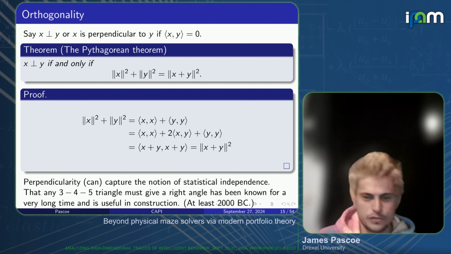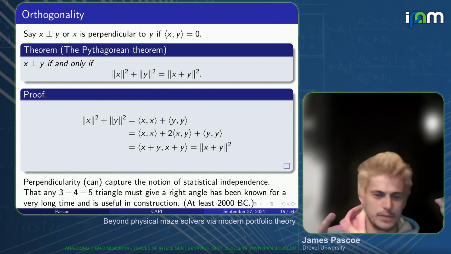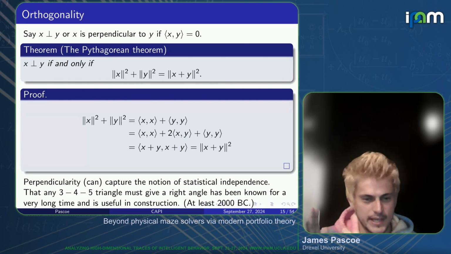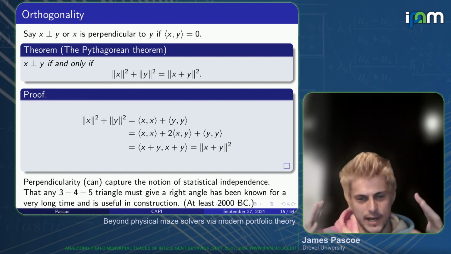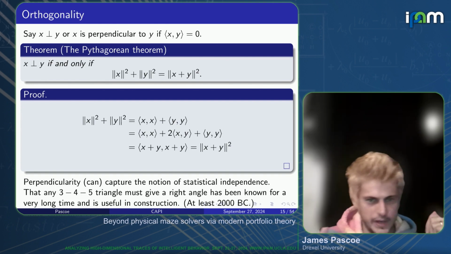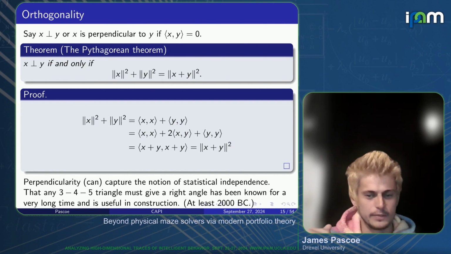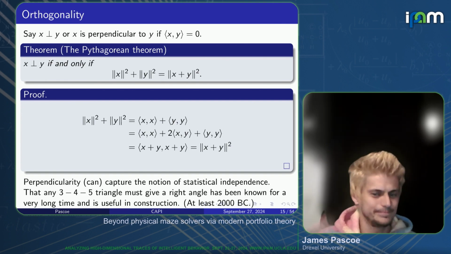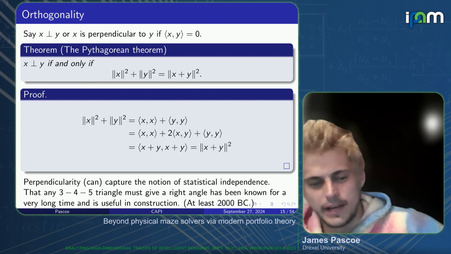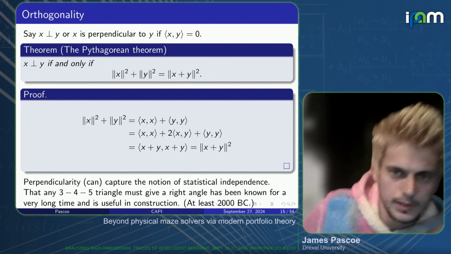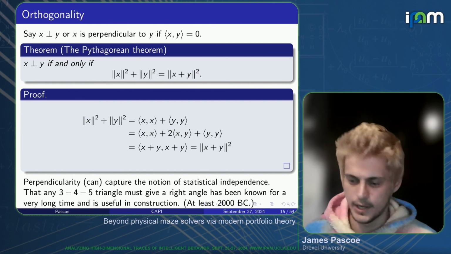And something that might be useful to you sometime in your life is that a 3, 4, 5 triangle must give a right angle. This has been known for a very, very long time and is useful in construction. So if you want to build a right angle, you just need to have some triangle that has a unit 3 side length, a unit 4 side length, and then a unit 5 side length. The only way that those can line up is as a right triangle. So the fact that the converse of the Pythagorean theorem is true has been useful for quite a bit of time. And actually, that may be the more classical way that people thought about it.